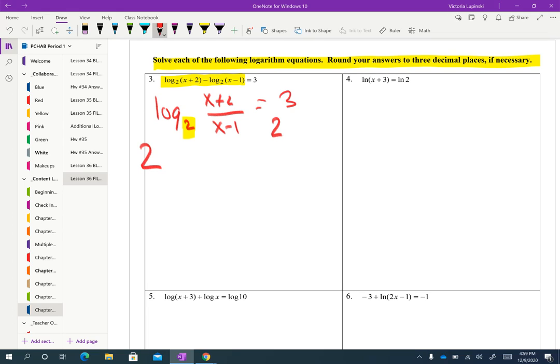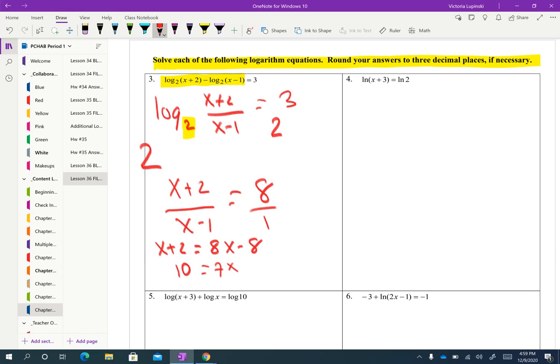So on the left side, 2 raised to the log base 2 will cancel to just be (x plus 2) over (x minus 1). 2 to the third on the right side is going to be equal to 8. Technically, that's 8 over 1. So I'm going to cross multiply and get x plus 2 equals 8x minus 8. If I put all my x's on one side, I get 7 of them. Constant on the other, I get 10. So x potentially, again, potentially only, equals 10 over 7.